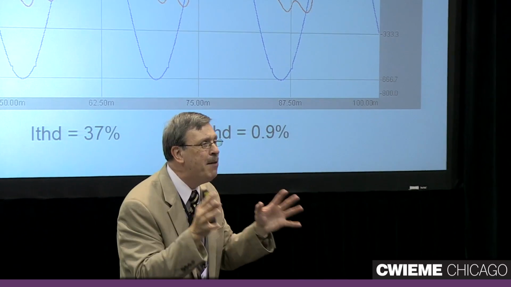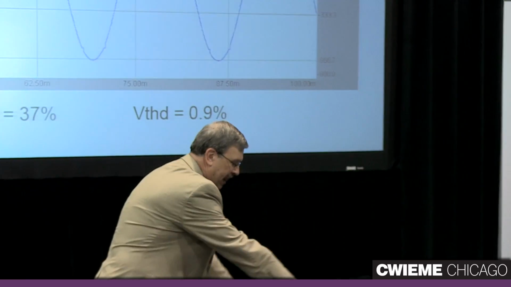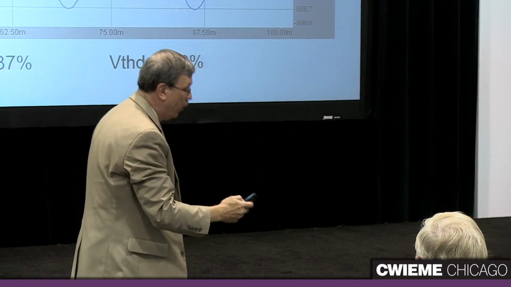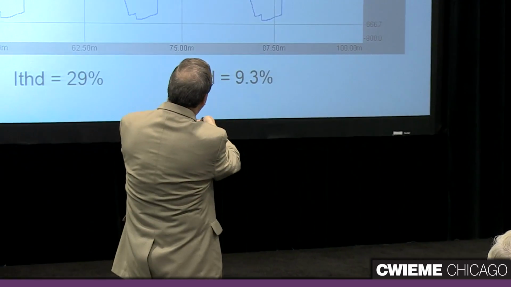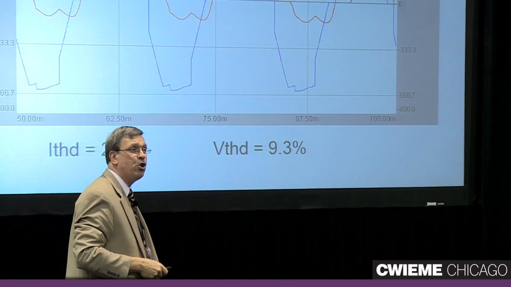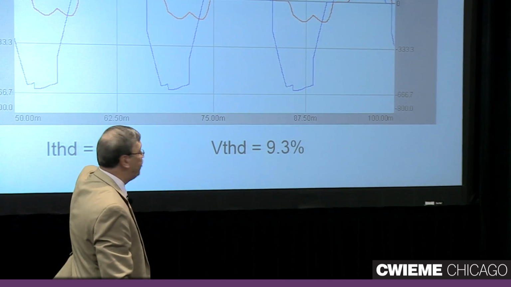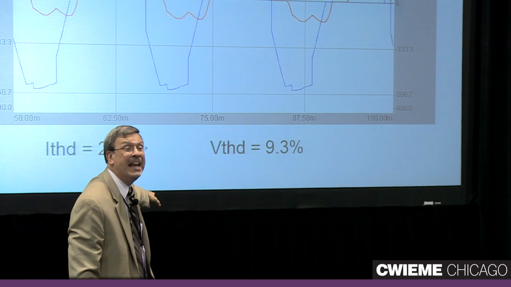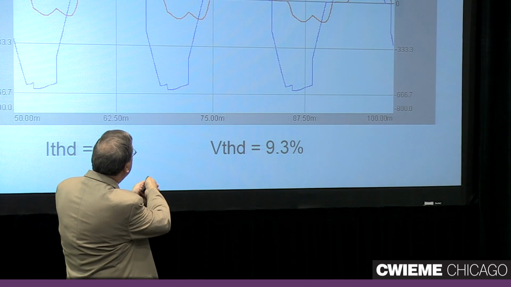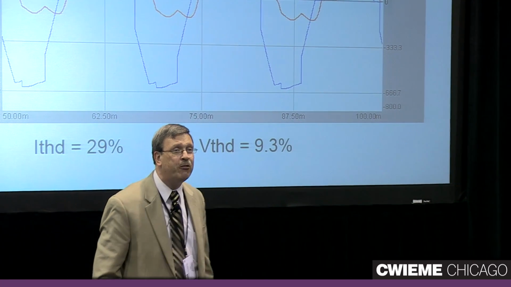If we put that same drive on a smaller transformer, say a 75 kVA transformer, that's only this big, then here's what's going to happen. The current waveform is going to be about the same. Actually, it's going to be improved in terms of its distortion. There's more inductance in that transformer. And so instead of being 37%, it's actually improved to 29%. But look what happened to the voltage waveform. It's kind of really ugly looking. There's almost 10% distortion in the voltage.